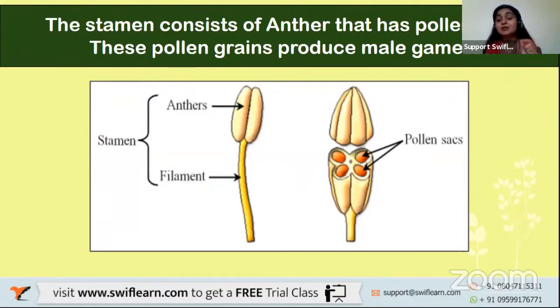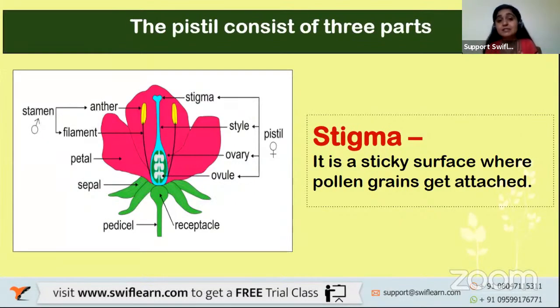Why? Because these are the main seed. We'll discuss it a little further. Moving further, the pistil, the female reproductive part, has very important parts, firstly the stigma. The first thing right here at the top is your stigma. The stigma is a sticky surface where pollen grains get attached.